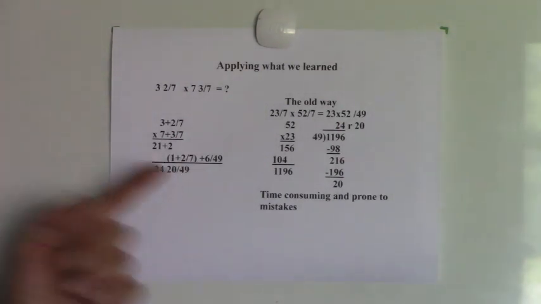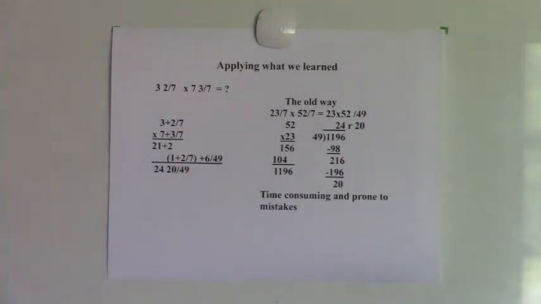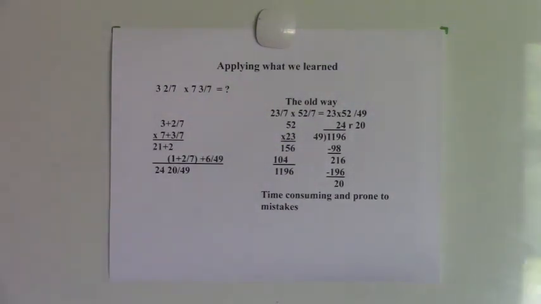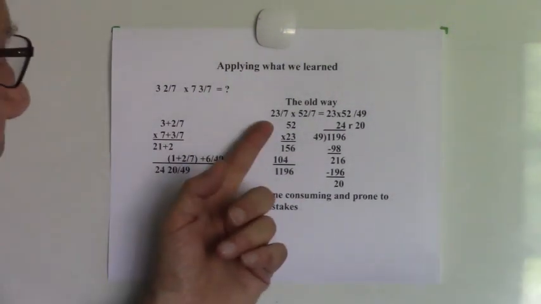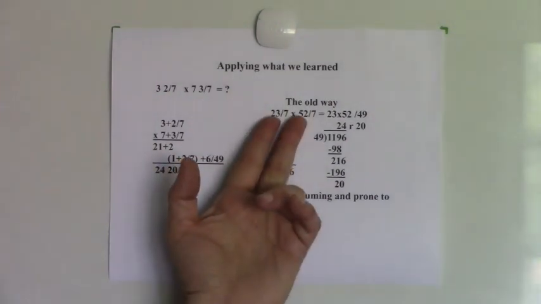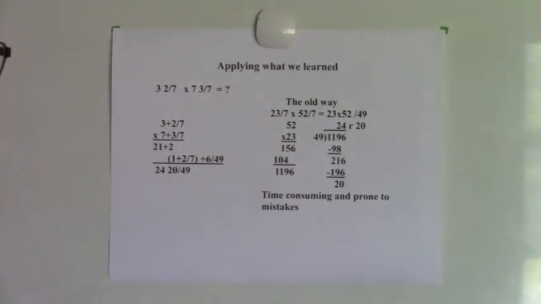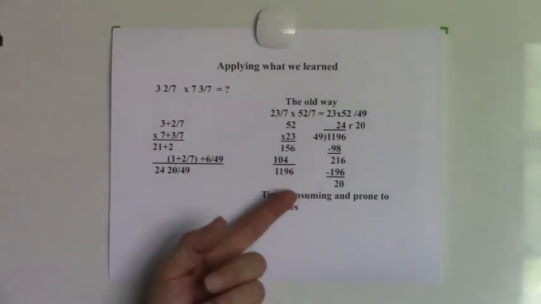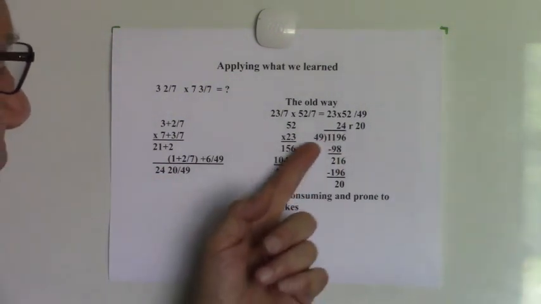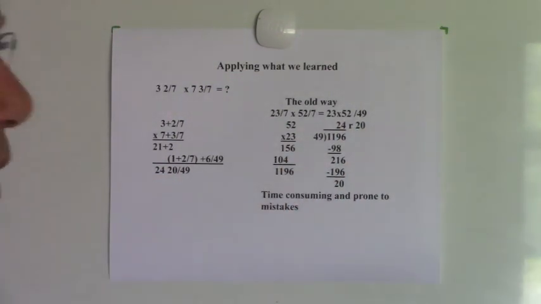14 plus 6 is 20, and I get 20/49. This is the way you were taught in school. You first convert these to improper fractions. These two numbers are too big to multiply, so you have to do the multiplication. And then it's hard to divide 49 into this, so you have to again do this with long division. This is very prone to error and takes lots of time.